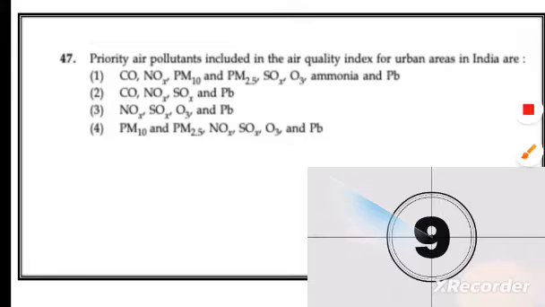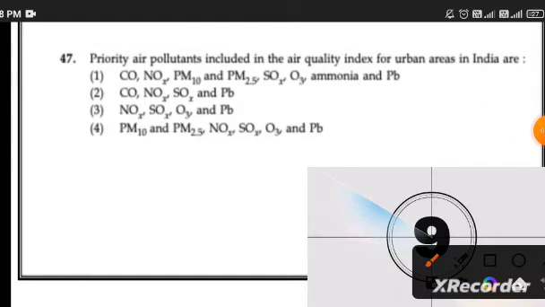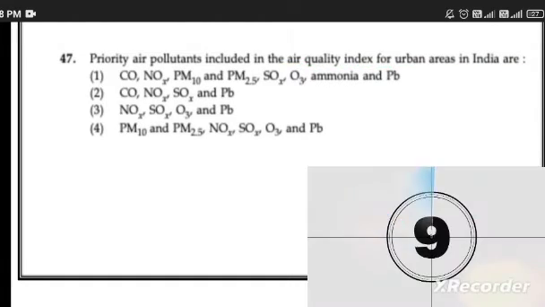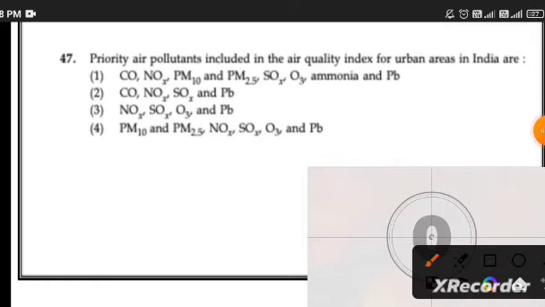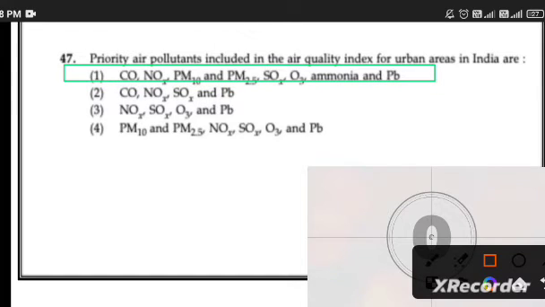Fifth question is, which of the following are included in the air quality index for urban areas in India? As we know that there are 8 pollutants which are included in air quality index of India, that are carbon monoxide, oxides of nitrogen, particulate matter 10, particulate matter 2.5, sulfur dioxide, ozone, ammonia and lead. So here our correct option will be option 1.